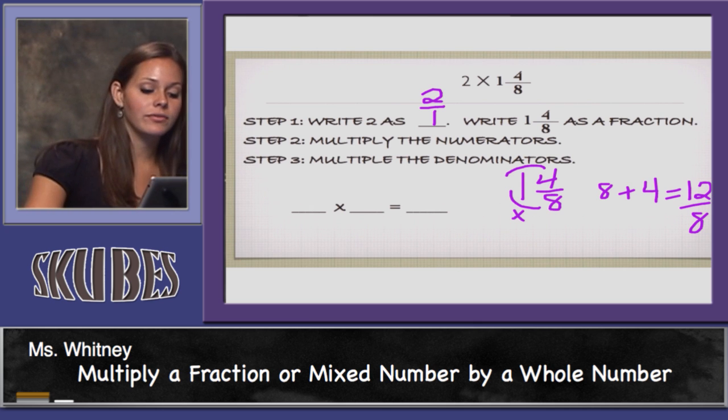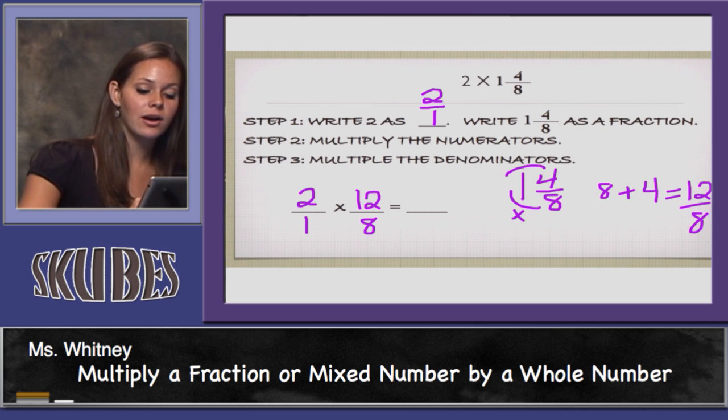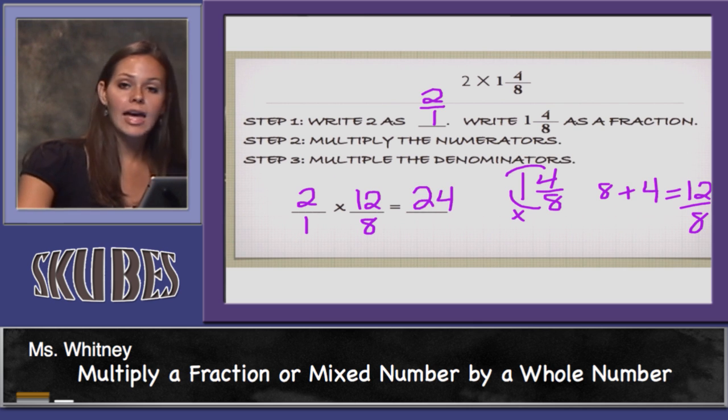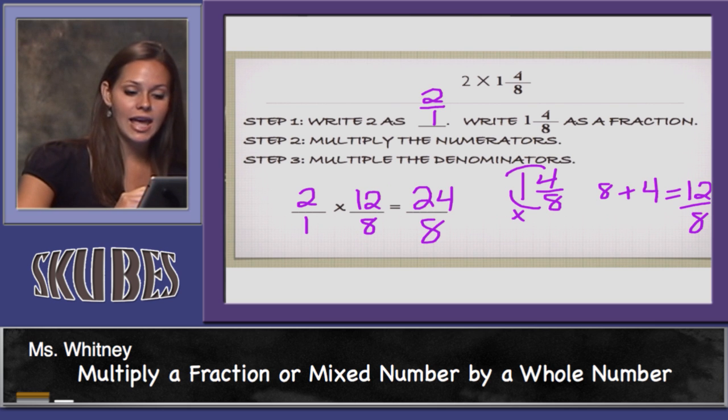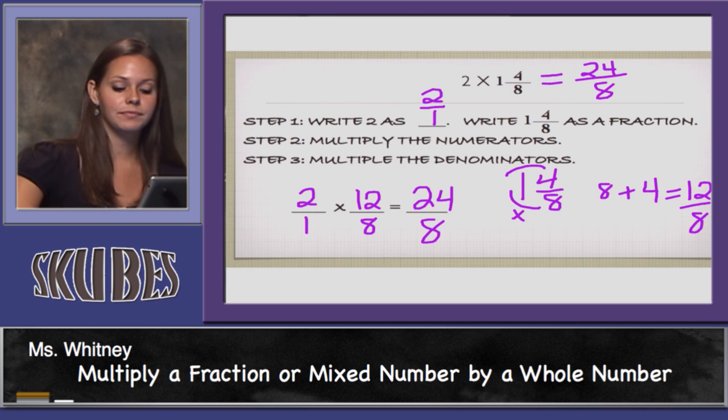So now let's solve. 2 over 1 times 12/8. We'll multiply our numerators. 2 times 12 equals 24, and 1 times 8 equals 8. So 2 times 1 and 4/8 equals 24/8.